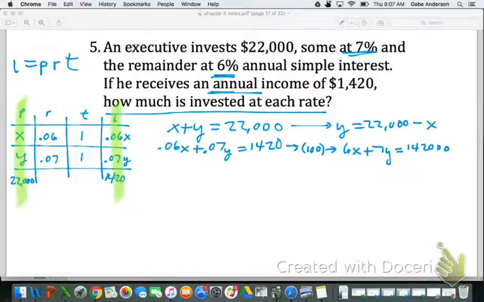All right, let's take a look here at what we've got. I'm going to use substitution with this.